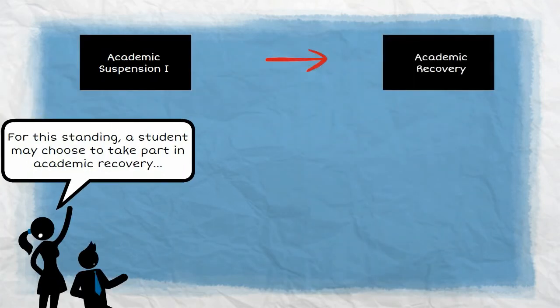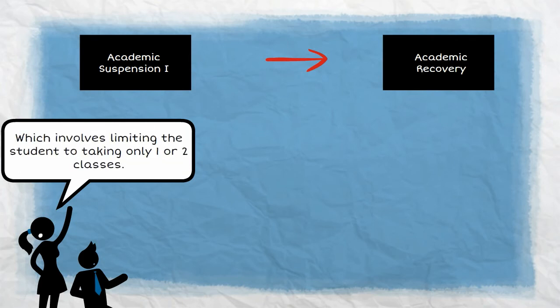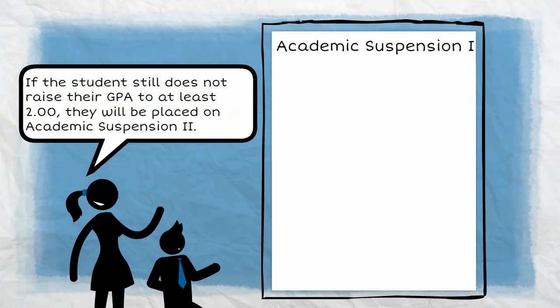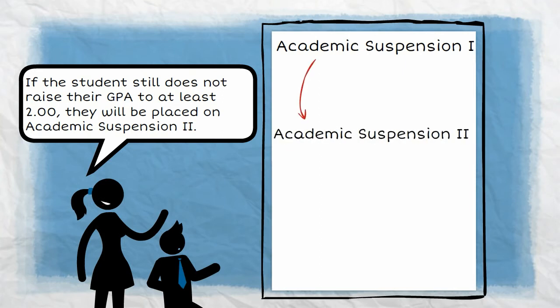For this standing, a student may choose to take part in academic recovery, which involves limiting the student to taking only 1 or 2 classes. A student with this standing may also choose not to enroll for 1 long semester. If the student still does not raise their GPA to at least 2.0, they will be placed on Academic Suspension 2.